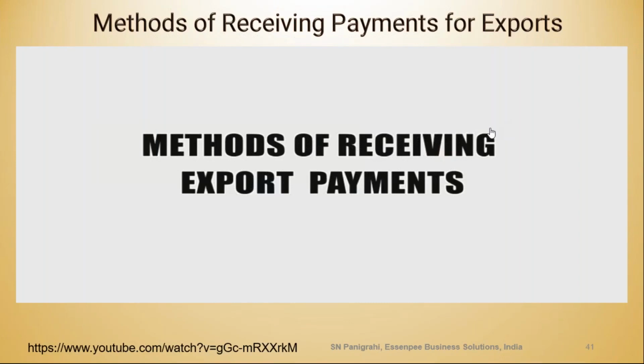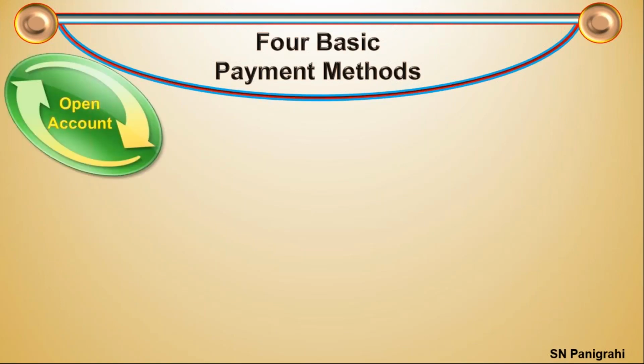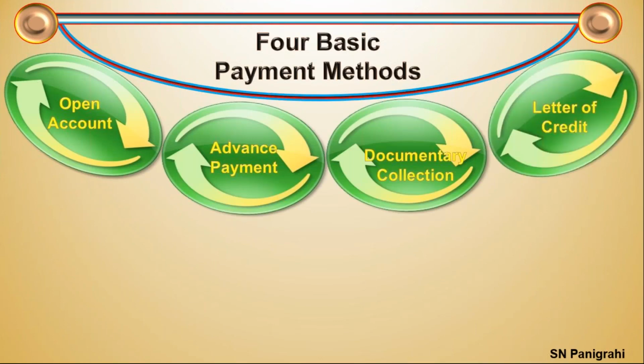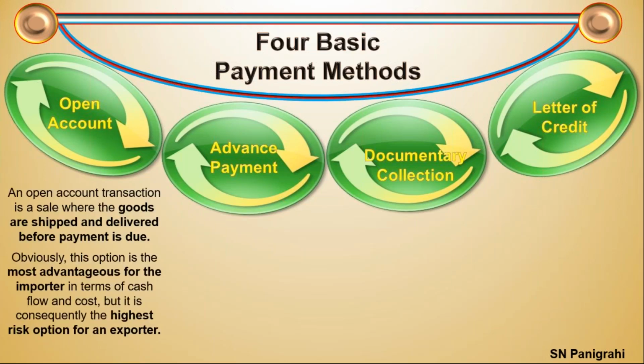So, the export payment methods we have now discussed. Again, further we'll show you the details. There are four methods, as already discussed. One is the open account, advance payment, then documentary collection and letter of credit. Letter of credit is what we generally use colloquially, but that is documentary credit: documentary collection and documentary credit. Under the documentary credit, letter of credit is one of the mechanisms.